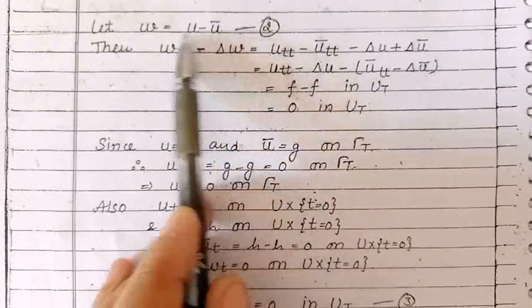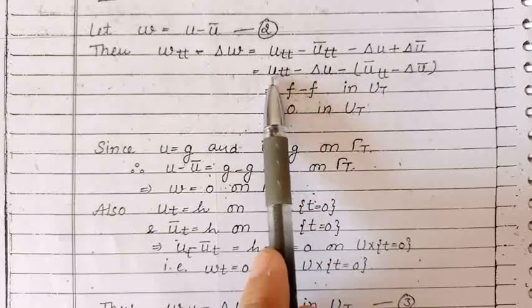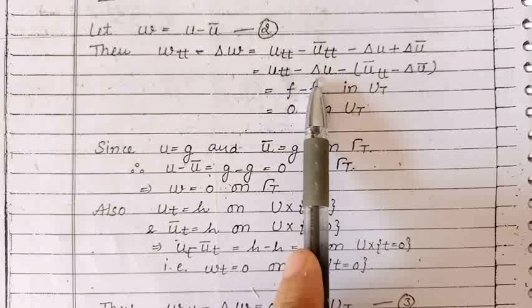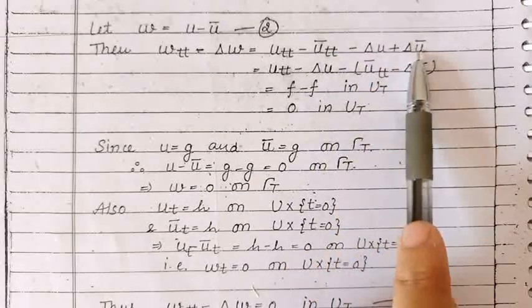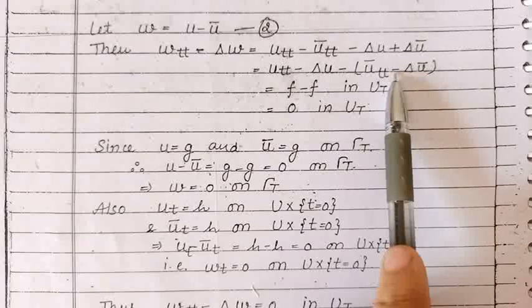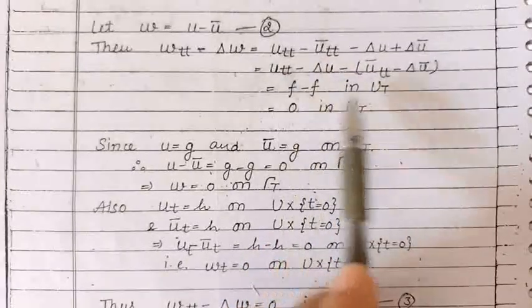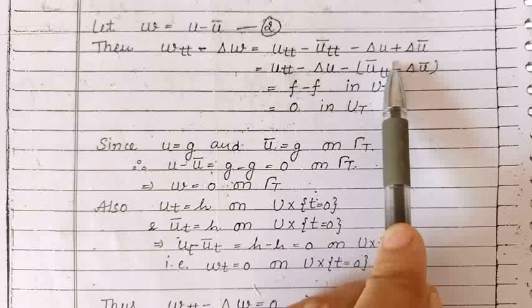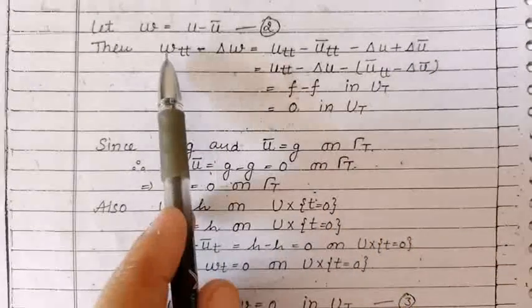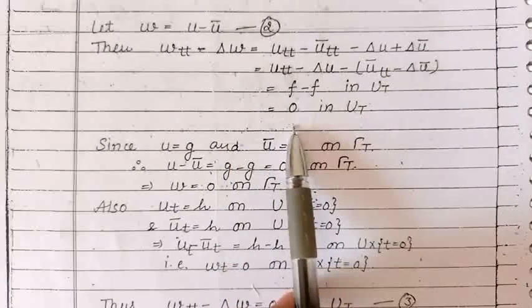If we put the values in this expression and we combine these two terms, ∂²u/∂t² minus Laplacian of u, and combine these two terms, then we can see that because u is the solution of the non-homogeneous wave equation, this expression is f in U_T, and also this expression is f because u bar is also the solution of the given initial value problem. So we get ∂²w/∂t² minus Laplacian of w is 0 in U_T.